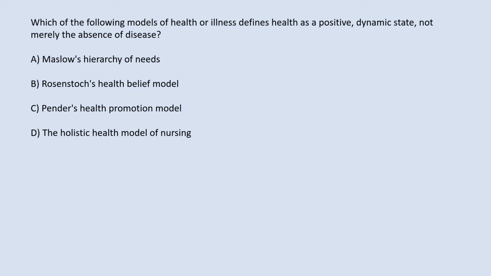Which of the following models of health or illness defines health as a positive, dynamic state, not merely the absence of disease? A. Maslow's hierarchy of needs. B. Rosenstock's health belief model. C. Pender's health promotion model. D. The holistic health model of nursing.